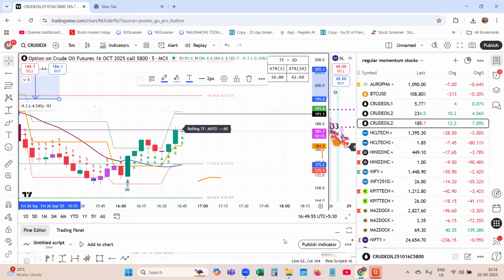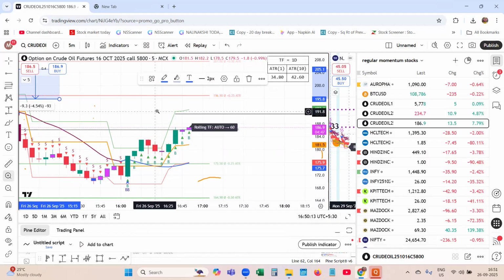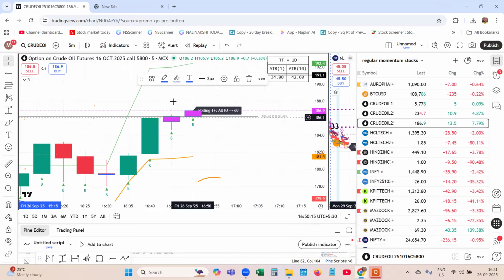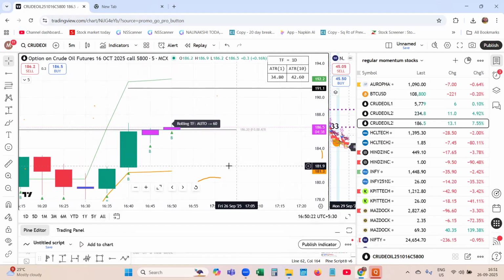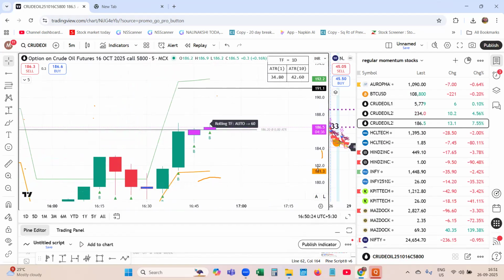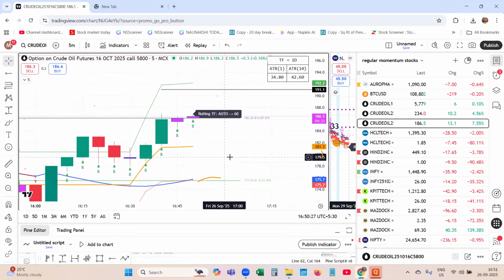It is slowly moving. Just watch. It is 186.2 now. The next candle has opened and it is also purple. It is showing a purple bar. That means it is not a bullish bar. I mean, narrow range bars are forming. The market is going sideways. That is the indication.